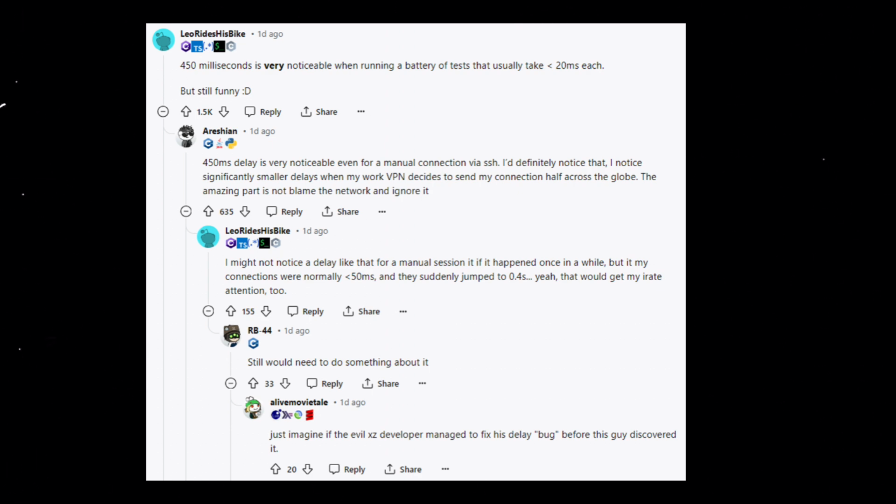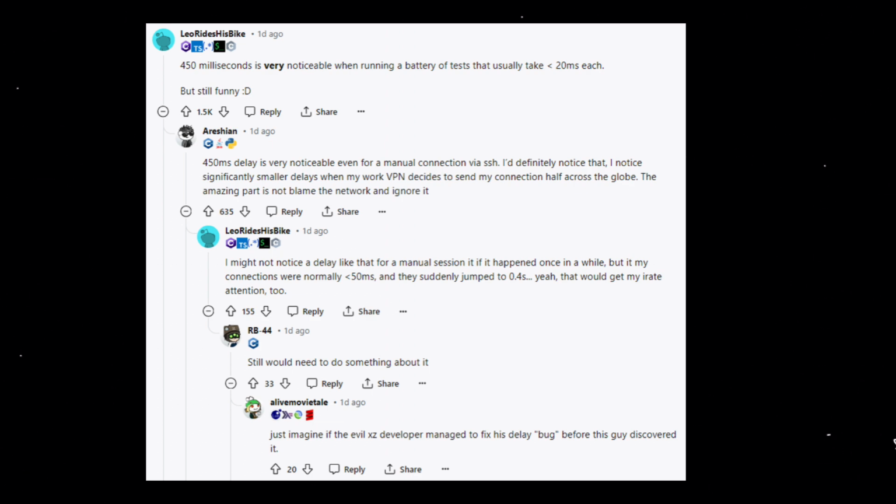20 milliseconds each. But still funny, laughing face. This comment highlights the significant impact of a 450 milliseconds delay in specific scenarios, such as running tests that typically take less than 20 milliseconds. It emphasizes the acute sensitivity of programmers to performance issues, even when the delays might seem small to others. 450 milliseconds delay is very noticeable, even for a manual connection via SSH.